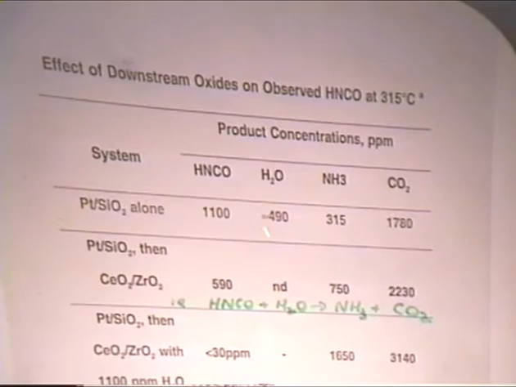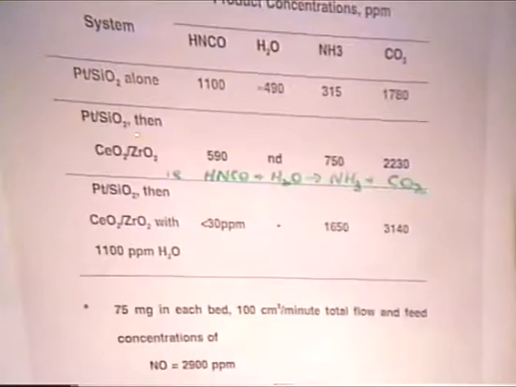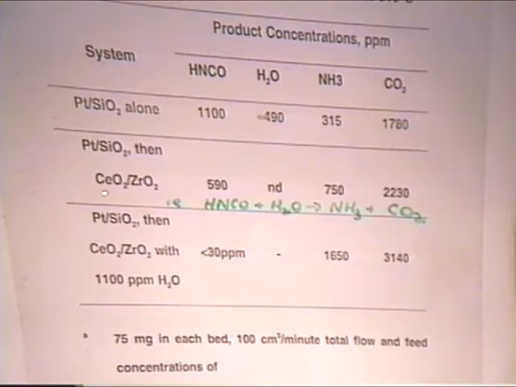If we place an equal mass of ceria zirconia downstream, and that's just an example, we've tried many, many, all the water gets consumed by reaction with isocyanic acid and its concentration falls a lot. The hydrolysis reaction produces ammonia and CO2. They have increased by corresponding amounts.